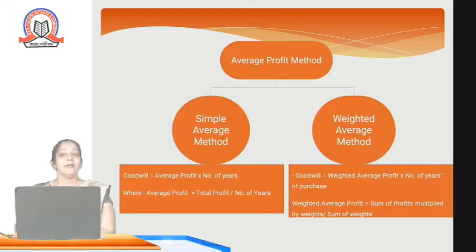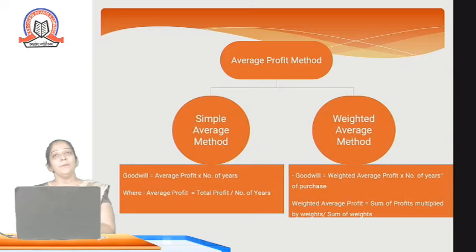Under the simple average method, first we need to calculate the average profit of the company for the given number of years. For example, if I have the total profit of the last 5 years, I need to calculate the average profit with the help of the formula: average profit equals total profit divided by number of years. For example, the total profit is 5 lakhs and the total number of years is 5. So 5 lakhs divided by 5 will be 1 lakh, that is the average profit.